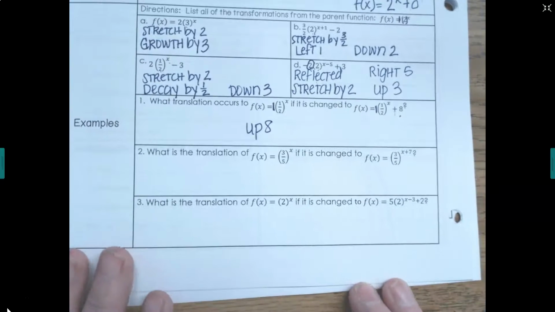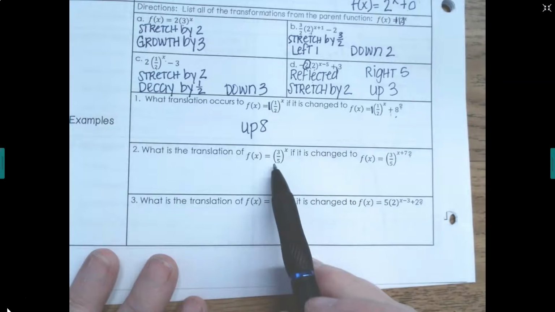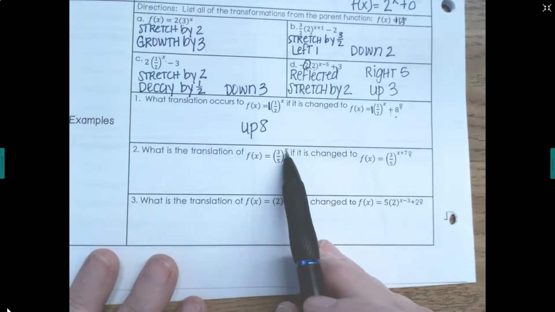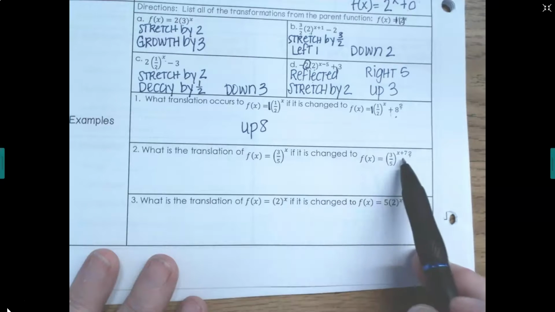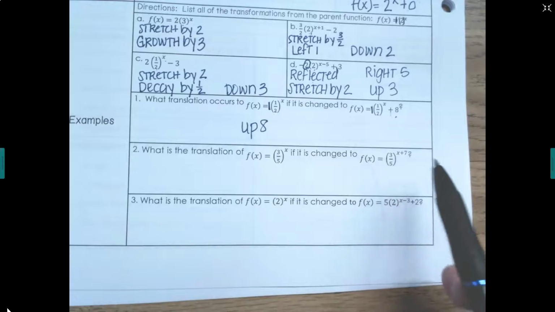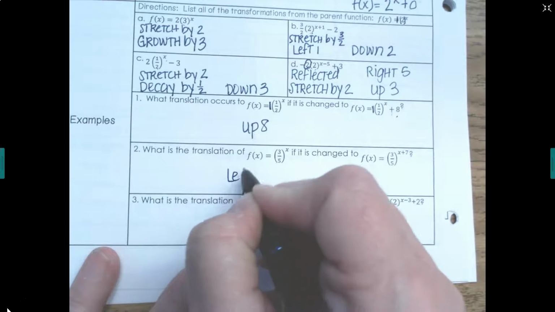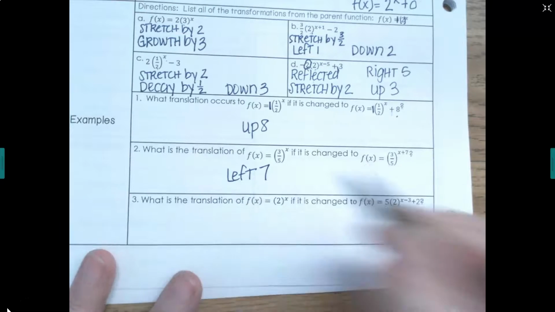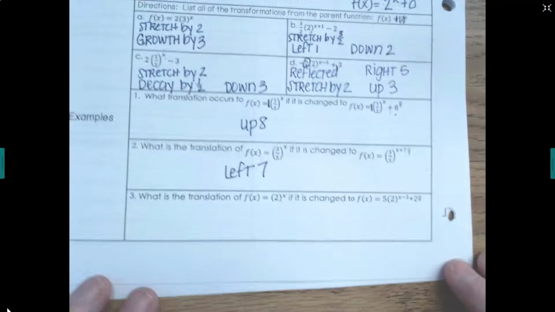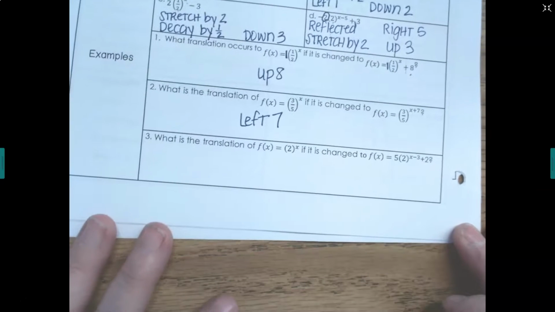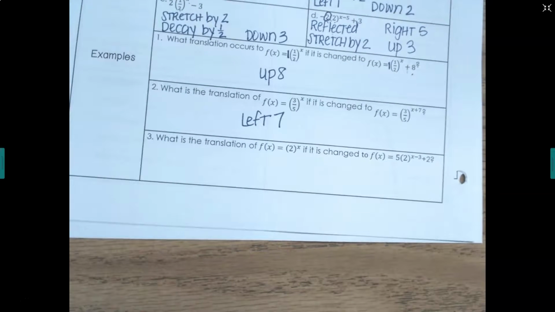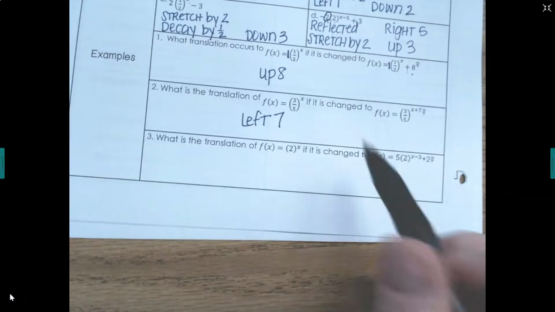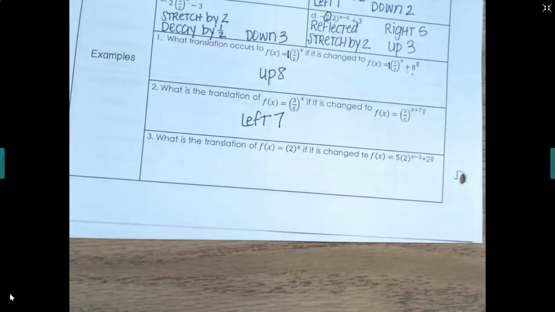Okay, same thing with number 2. Let's compare them. Their A values are the same. Their B values are the same. The difference comes in our exponent. The original is an x. This one is x plus 7. That means the whole graph is going to move left 7. Okay. There's a little bit more going on in the last one. I want you to pause the video and try it. Good. I always read them left to right and make the direct comparison. That's the easiest way. And then let's see what you get.